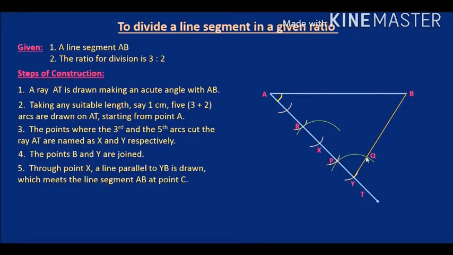Draw another arc at the point X. Now take the length PQ and cut, and this intersects at another point. Suppose this cuts the arc in the point S. Now you join XS, and extend it on the upper side such that it meets the line segment AB at the point C.